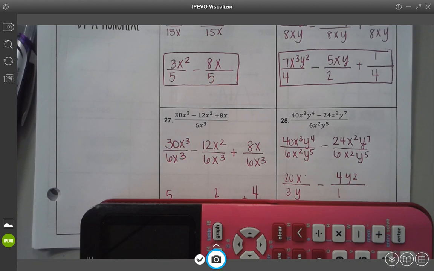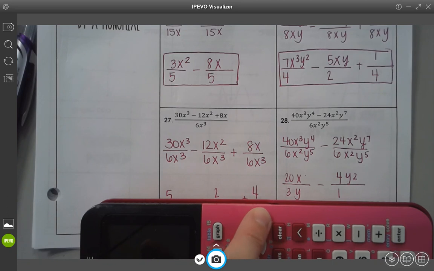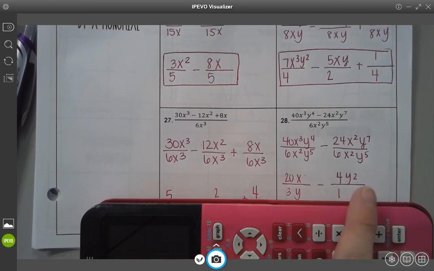All right. So you should get 20x over 3y at the beginning, because the 40 over 6 simplifies to 20 over 3. And then your x's, you have one more x in the top, and then your y's, you actually have one more y in the bottom. So it's 20x over 3y, and then minus 24 over 6 simplifies to 4 over 1. Your x's completely cancel, and your y's, there were 2 more y's in the top.